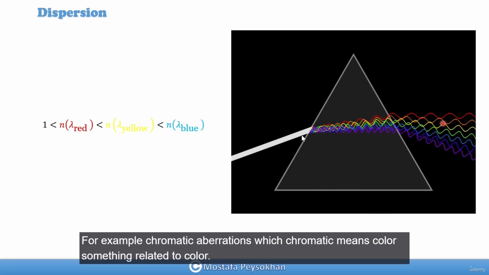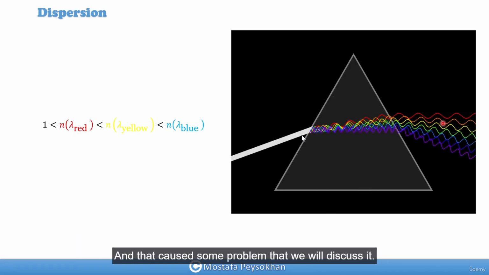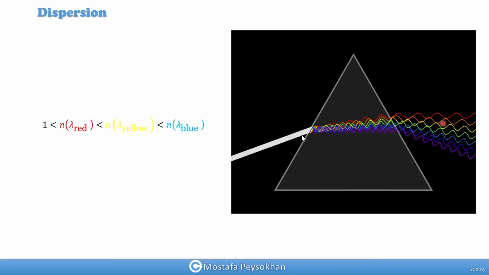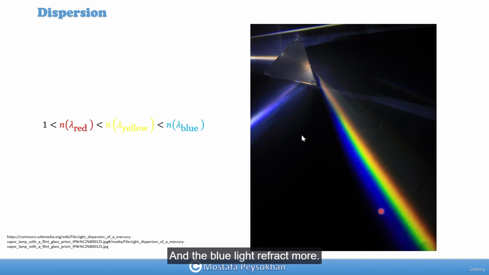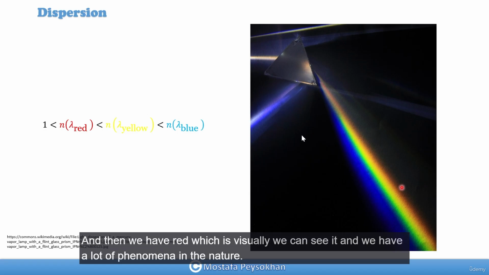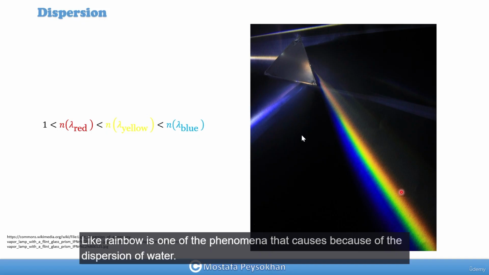For example, chromatic aberrations, where chromatic means color, something related to color, and that causes some problems that we will discuss. So here we can see we have a prism and we have white light and the blue light refracts more. Then we have yellow color and then we have red, which visually we can see, and we have a lot of phenomena in nature, like the rainbow, which is one of the phenomena that is caused by the dispersion of water.